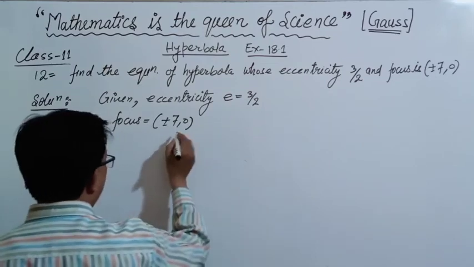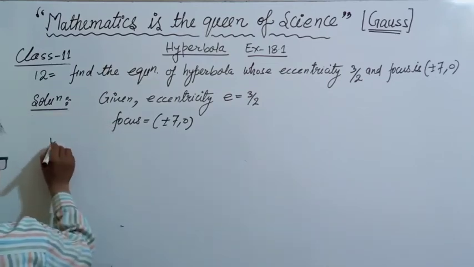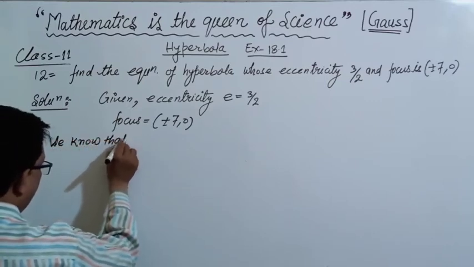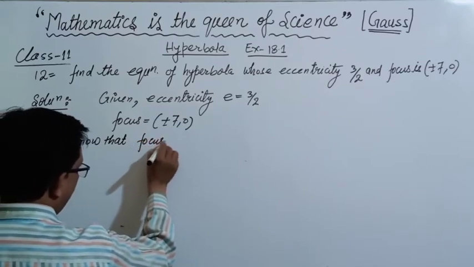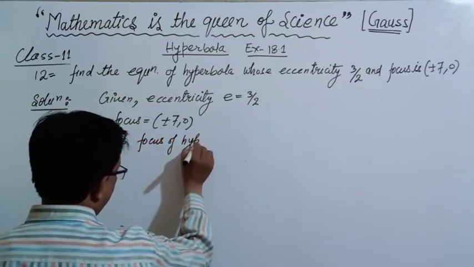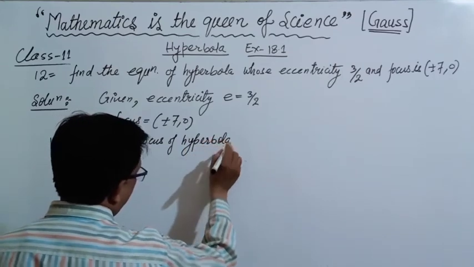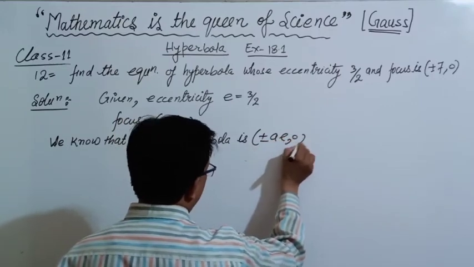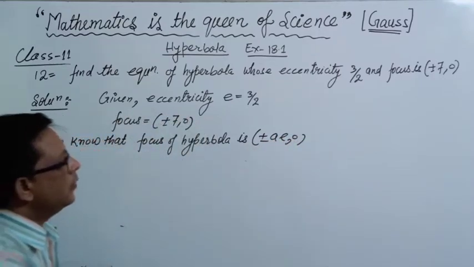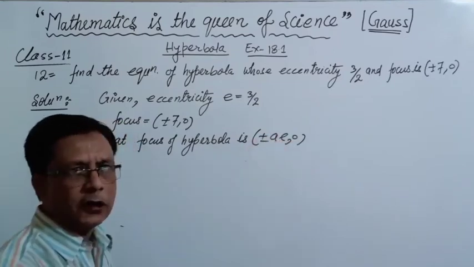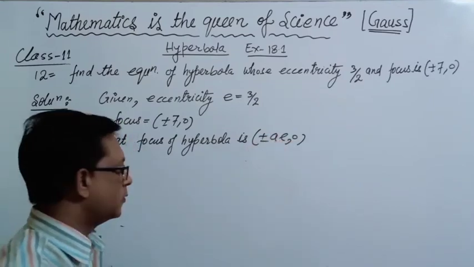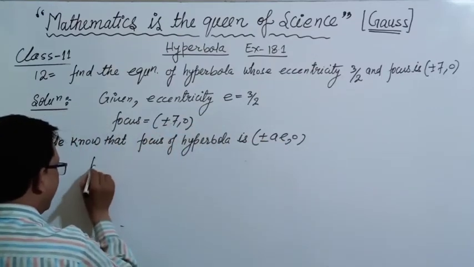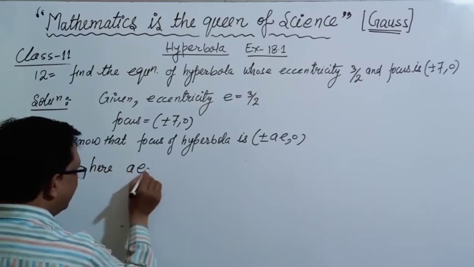We know that the focus of a hyperbola is plus minus ae, 0. Student, the focus of a hyperbola is plus minus ae, 0 because there are two foci. So we compare these two. After comparing, we get ae is equal to 7.